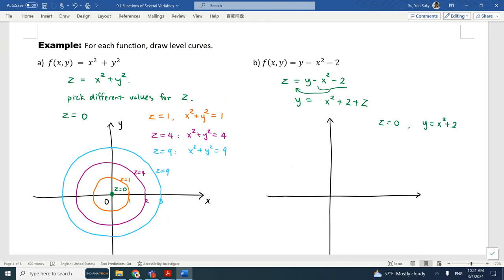This is a parabola with the y-intercept 2, right? And the parabola looks like that. And this corresponds to z is 0. Yes, everybody?